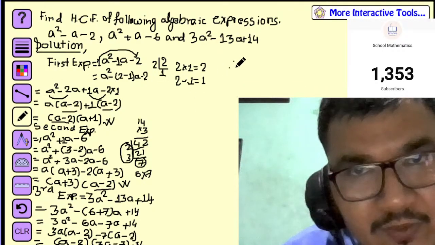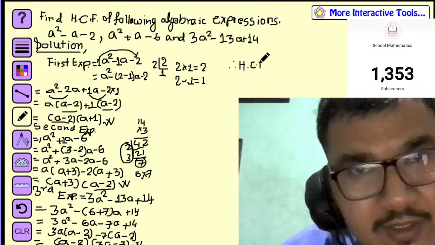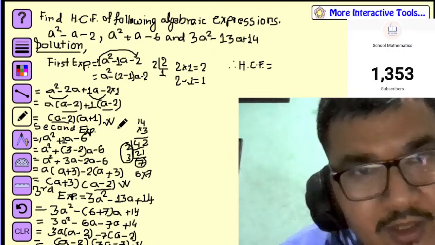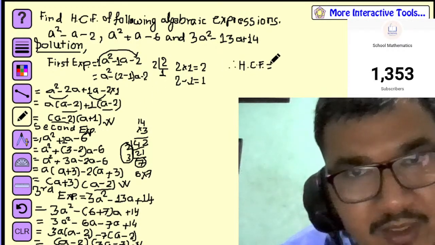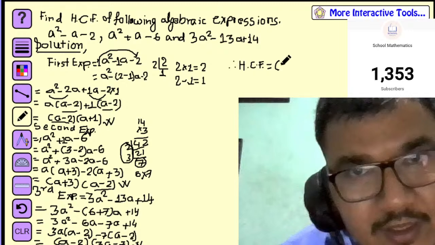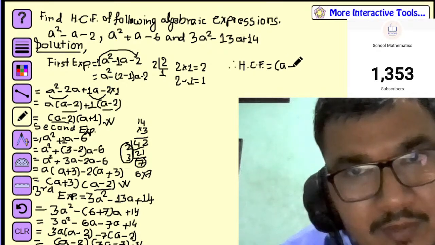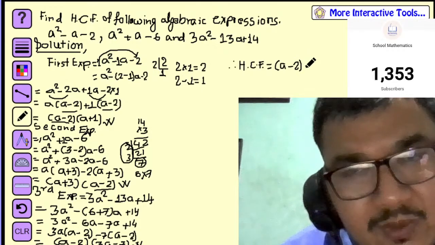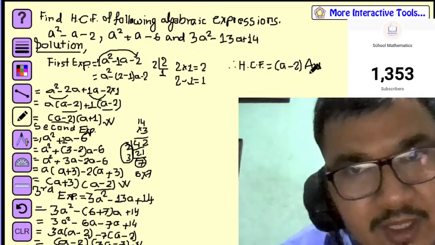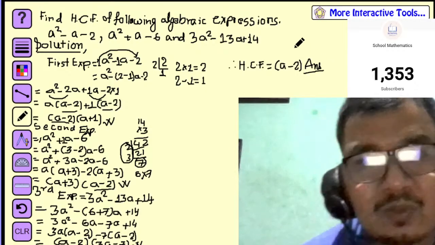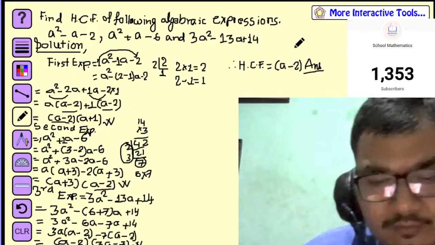In these three expressions, the factor a minus 2 is the same. Therefore, the HCF of this question equals what is common in all, which is a minus 2 as the common factor. That's why this a minus 2 is the HCF of this question. This is the answer.